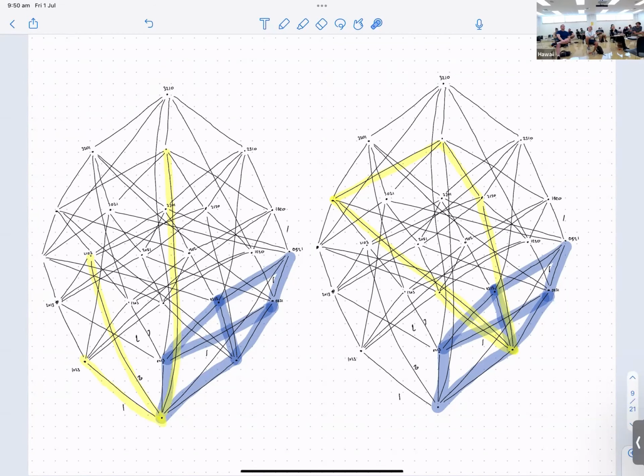Geordie, does this depend on the embedding of Sn minus one? So as long as it's an embedding as a standard parabolic subgroup, it'll be true. Okay.